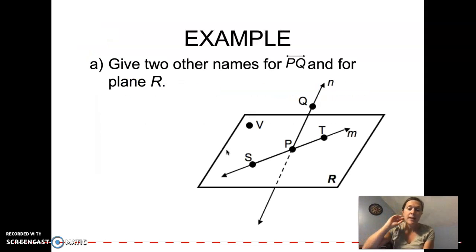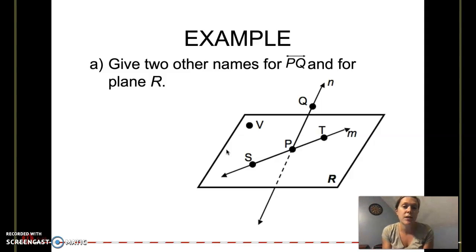So for our first example, again, if you don't have this jotted down already, pause and make a representation of this example. You'll notice that right here we have dotted lines. We always use dotted lines in geometry to kind of show 3 dimensions. So it kind of makes it look like that line N is shooting through the flat plane. Okay, so it kind of helps us to go from the 2-dimensional world to the 3-dimensional world. So give 2 other names for line PQ and then plane R.